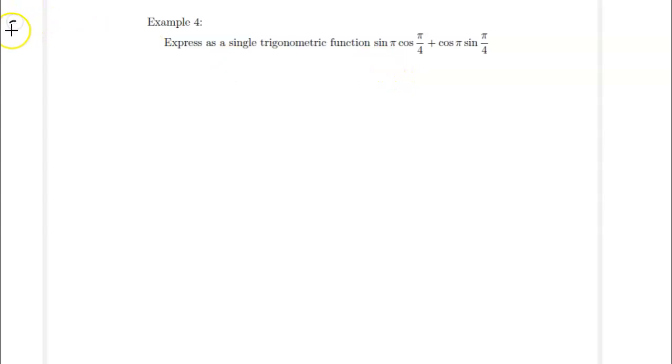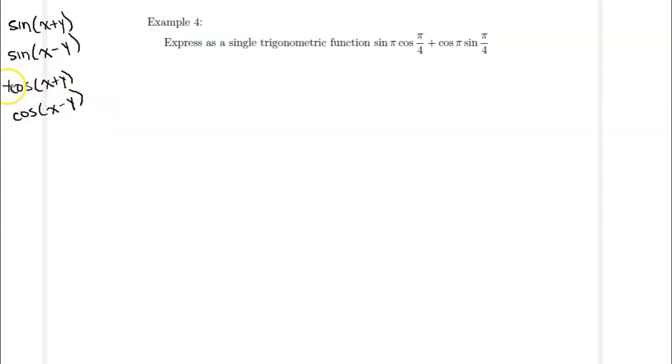Are we looking at sine of x plus y? Are we looking at sine x minus y? Or cos of x plus y? Or cos of x minus y? We've got to figure out which one of these four we're looking at.